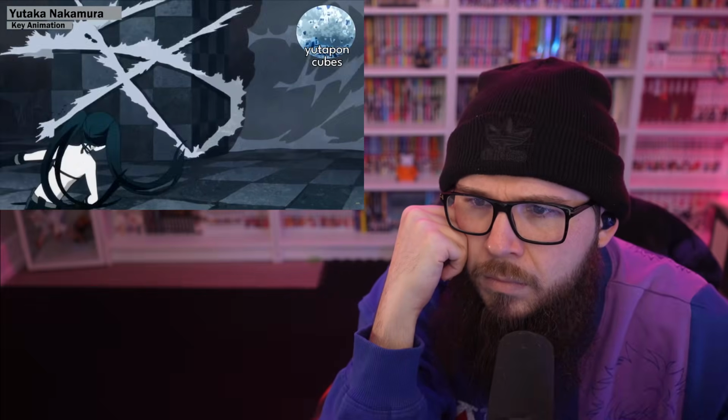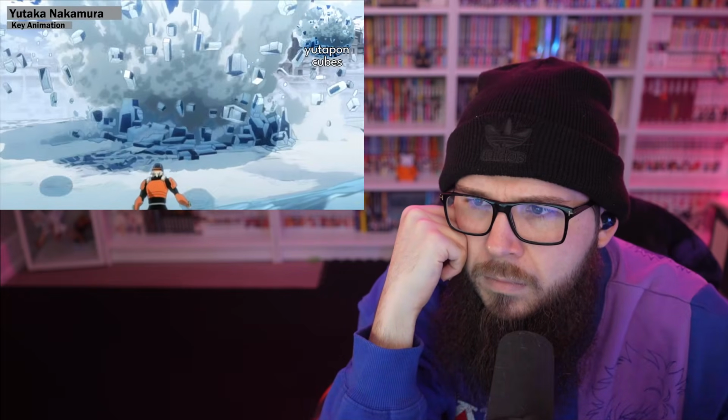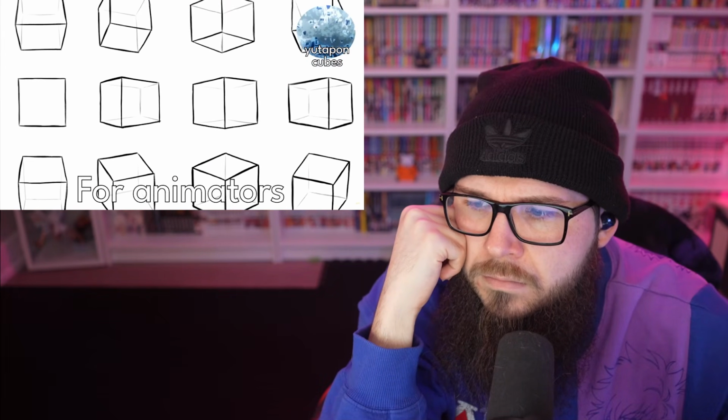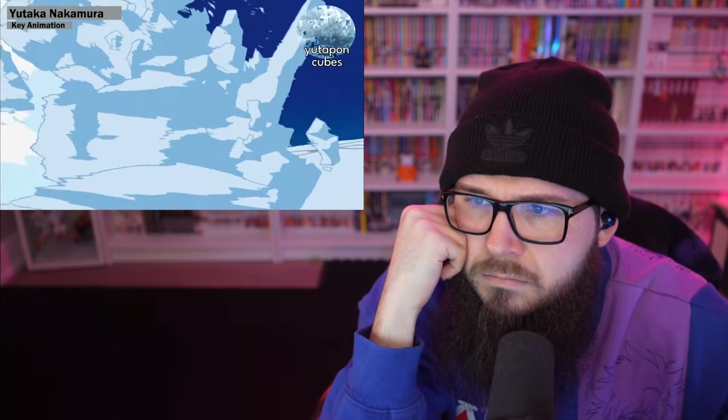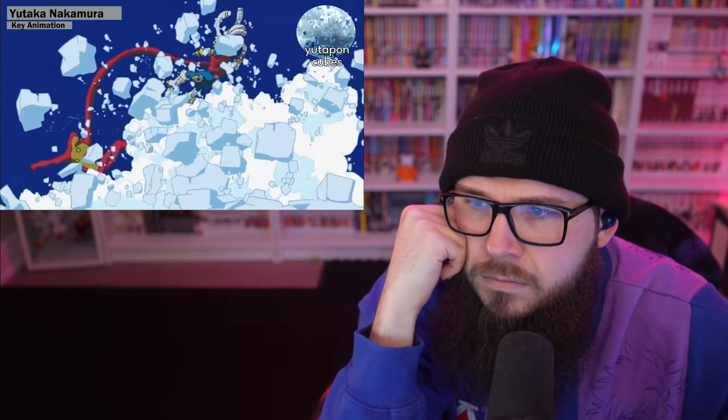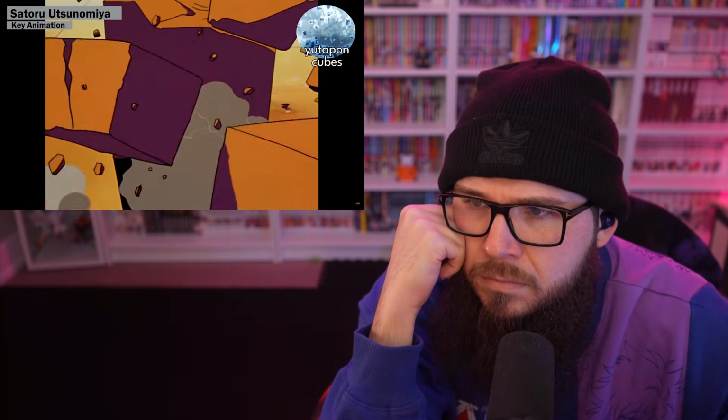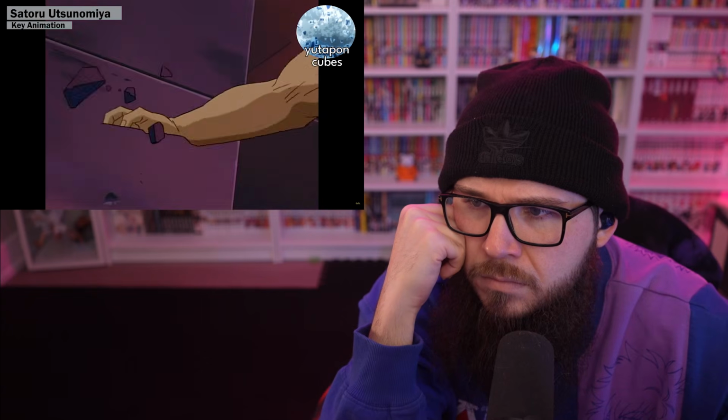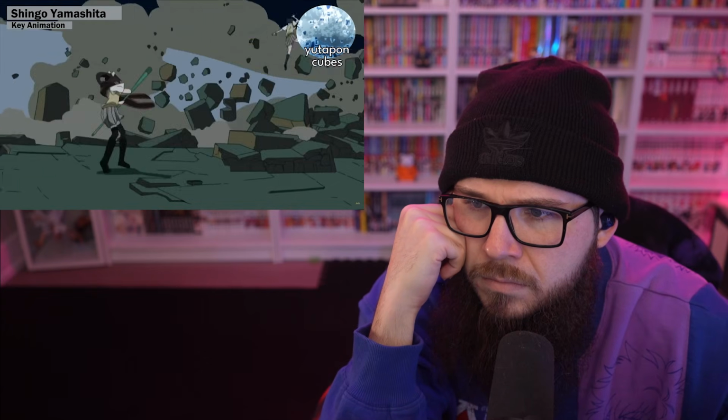He drew debris like this because he believed that it was easier to draw, because cubes are easy to draw with different perspectives, and he was inspired by other animators that use this type of debris, one of them being Satoru Utsunomiya. He uses this technique way back, and again, it's very popular among webgen animators.